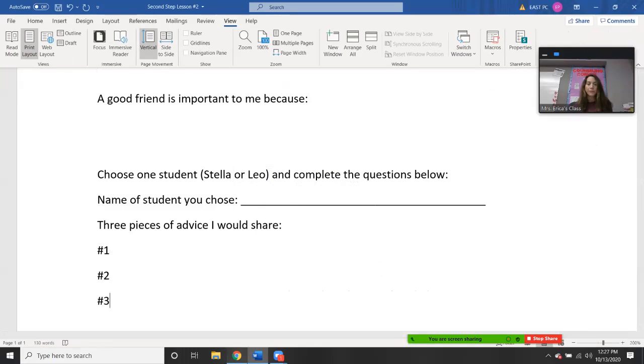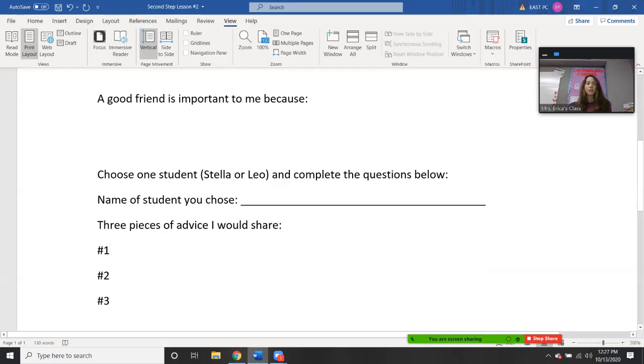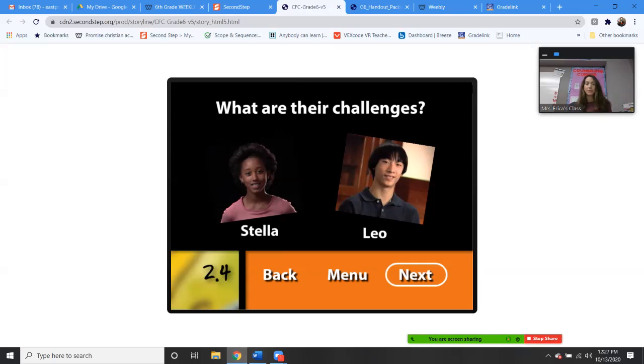So for Leo, we know that he likes sports, really likes baseball. He's just moved to the school, so he doesn't know anybody. So what would be 3 pieces of advice that you could offer to him? And then Stella, she's a little bit nervous because she feels like the kids don't really want to get to know her. So again, what are 3 pieces of advice that you could give to her? So you're going to choose one of them, and then you'll type 3 pieces of advice that you could offer to them, as a friend. All right, let me move to the next part.